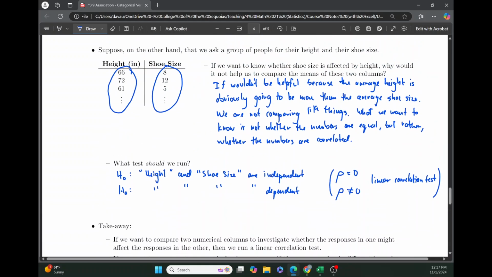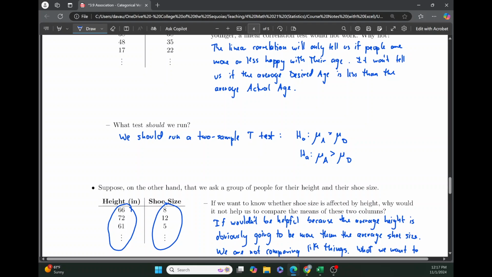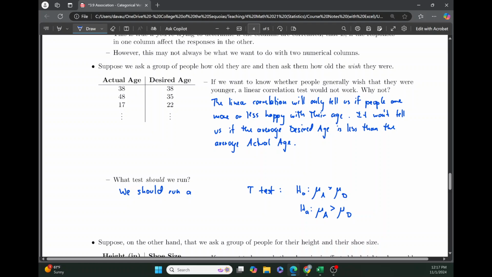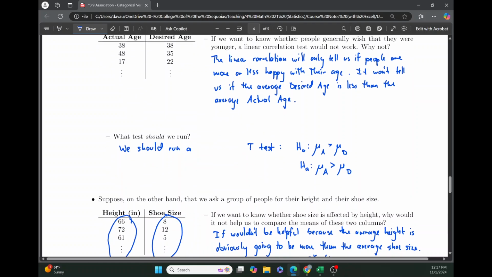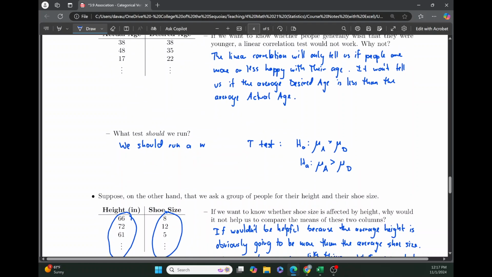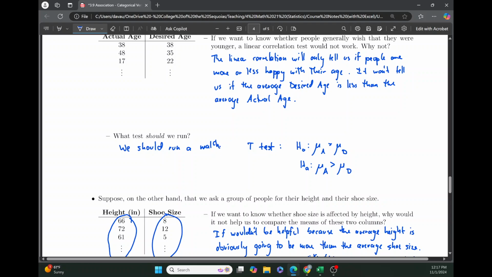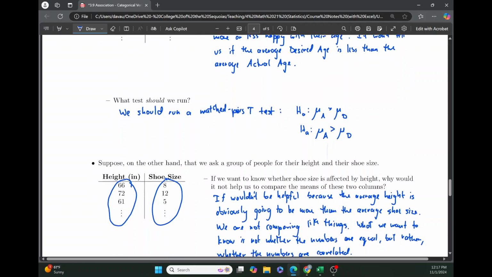Ooh, and I might need to make sure that... okay, yeah, I called it a two-sample t. We want to make sure it's a matched pairs t, actually, because we would in this situation have matched pairs, right? Each individual's actual age is a matched pair with their desired age. So we would run a matched pairs t-test. So make that correction. Right? So we would run a matched pairs t-test for this.